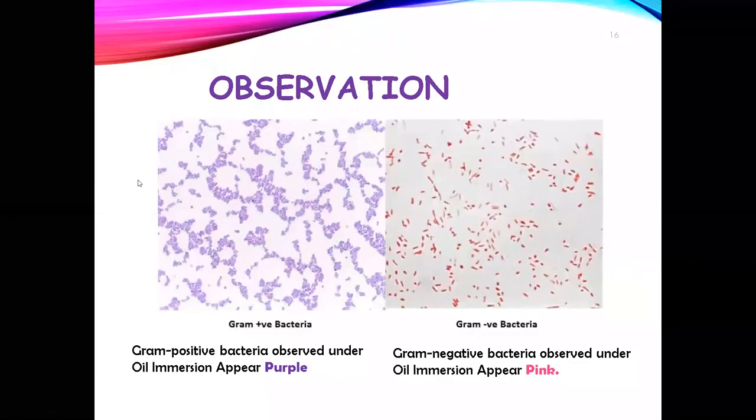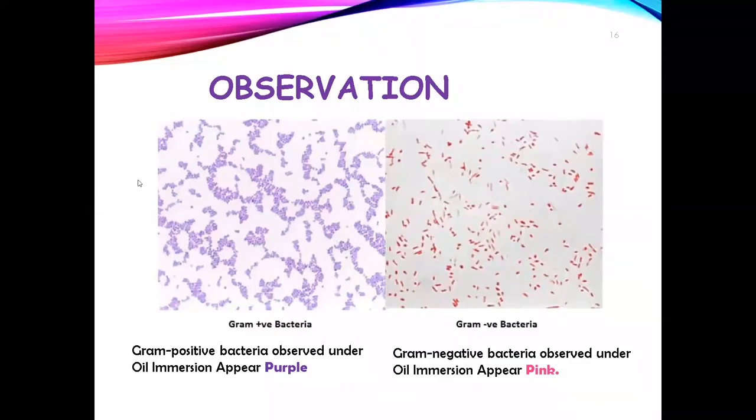So during observation, you can get two results. That is, the gram positive bacteria will appear purple in color, or you will get gram negative bacteria that may appear pink in color. Or one more result can be obtained, that if the given sample contains a mixture of gram positive and gram negative bacteria, then you will get both colors, that is the purple as well as the pink color.